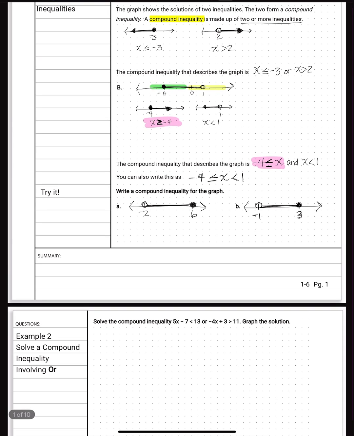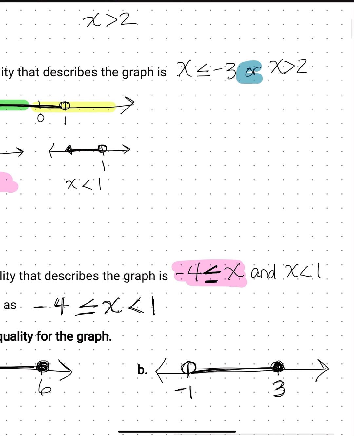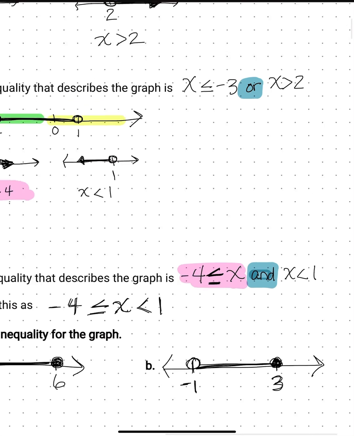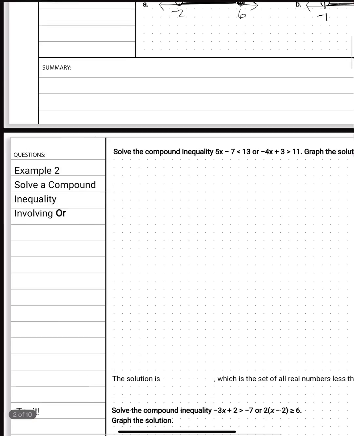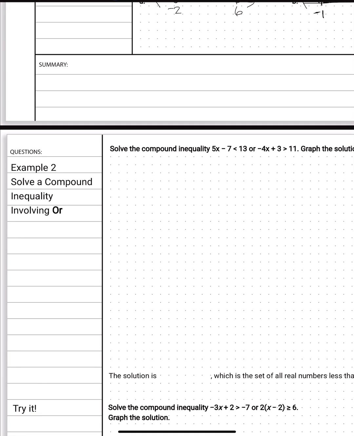Something that I wanted you to notice, and we're going to see that in example 2 and 3, the explanation, is that the solutions either had "or" in it, and this other one had "and." And we're going to see, does it matter which one it has? And if so, is there a pattern that we see of what the graph is going to look like if it has "or" versus what the graph will look like if it has "and"? So let's go to example number 2, solving compound inequalities involving "or."